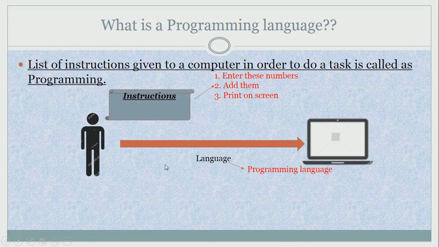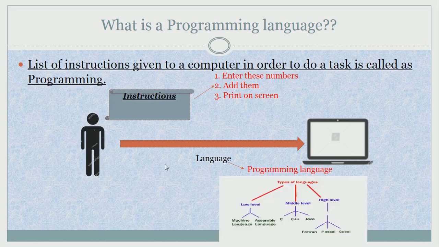Now we see that whenever the user and the computer are talking to each other, they need a language in which the user can give instructions and the computer can understand it. This language is known as programming language. Or you can say that programming language is the language that provides communication between the user and the computer.